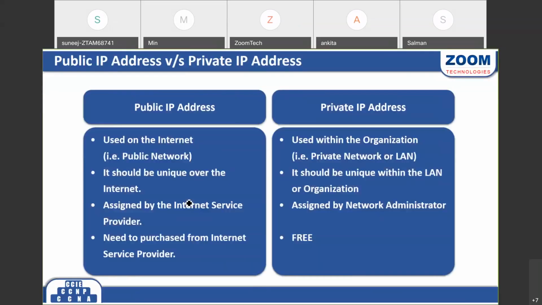These are the differences between public IP and private IP addresses. A public IP address is used on the internet, assigned by the internet service provider, and needs to be purchased from the service provider. A private IP address is used within the organization, which we call LAN or private network, assigned by the network administrator. These IPs are free.